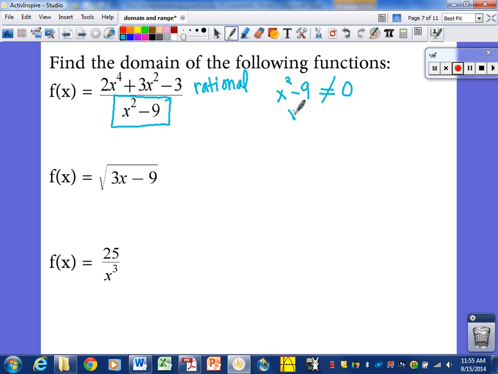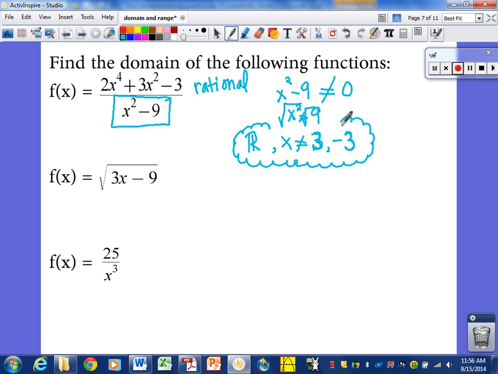Okay, in solving this, x squared cannot be equal to 9. So I'm going to take the square root of both sides. x cannot be equal to 3 or negative 3, because when you take a square root, you get two different answers, a positive and a negative. So the domain is any number you want to except for 3 and negative 3.